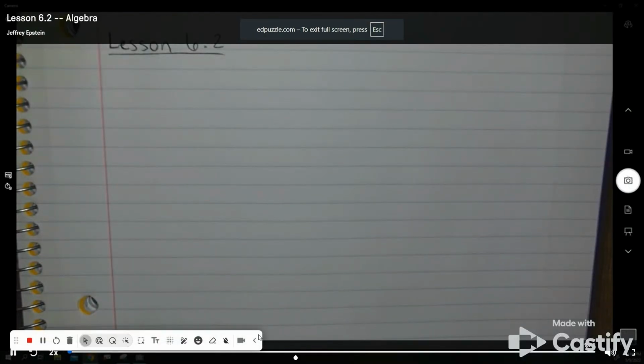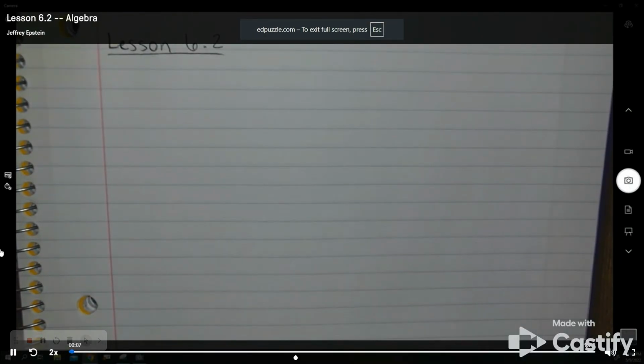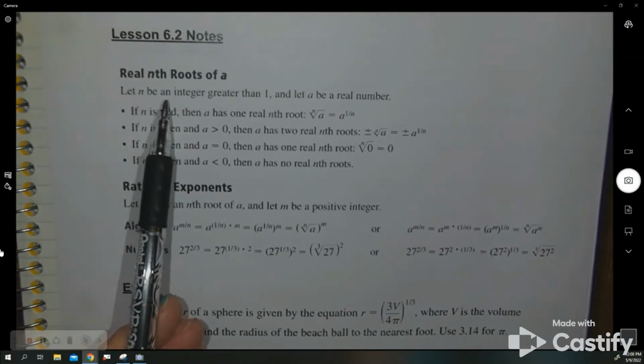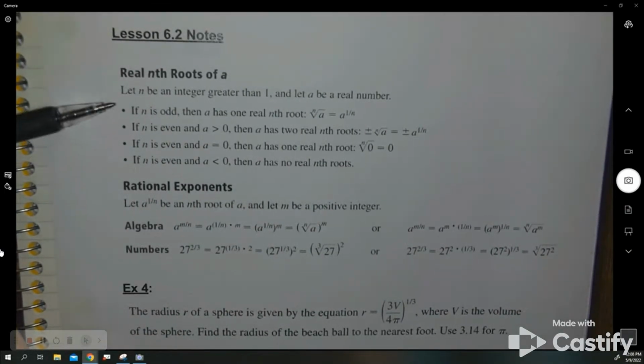This is lesson 6.2. In lesson 6.2, we're going to start talking about roots. So one thing we need to look at are the rules. The real nth root of a. It says let n be an integer greater than 1 and let a be a real number. And so here we've got some rules that we're going to have to follow for this.